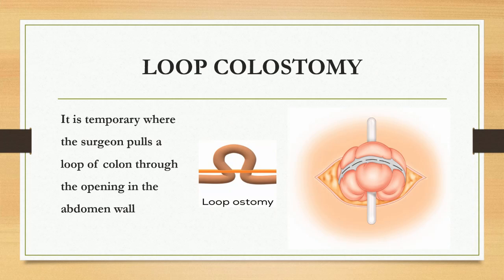So let's talk about loop colostomy first. It is temporary, where the surgeon pulls a loop of colon through the opening in the abdominal wall. As you can see in the picture, through a small opening, a loop of the colon will be pulled out.